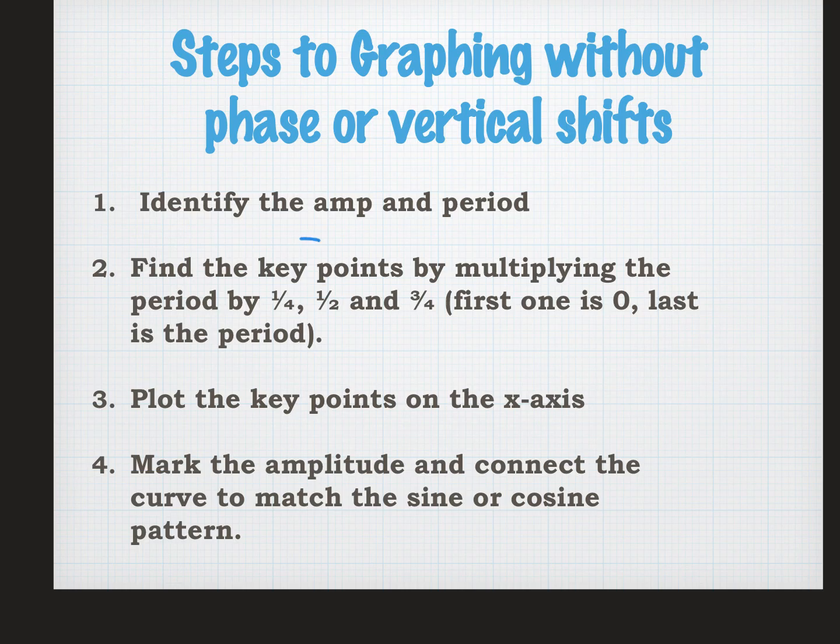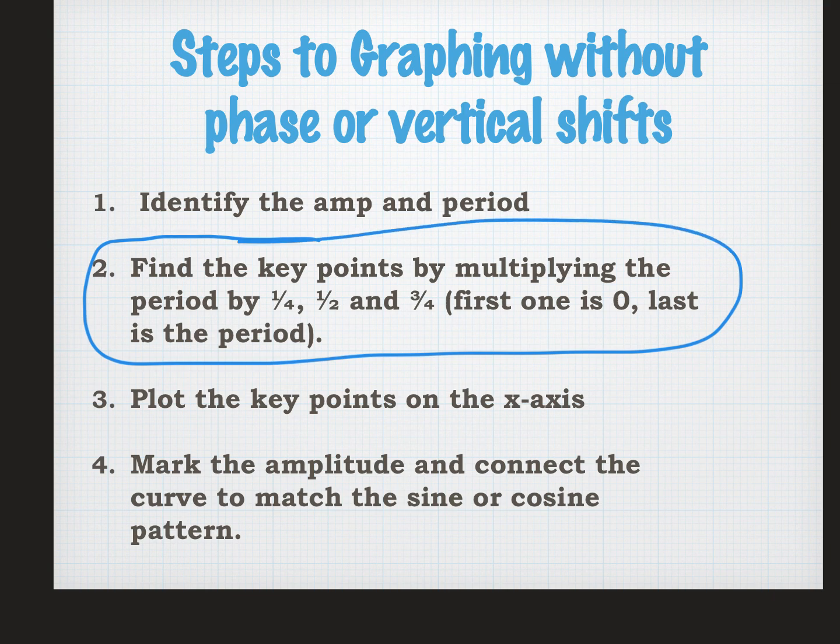We are going to find our key points right here. We're going to multiply by fourths. Because think, guys, how many quadrants are there? 4. That's the reason why she's multiplying by fourths. Notice she has 1/4, 1/2, and 3/4. Why does she have 1/2? Same as 2/4.